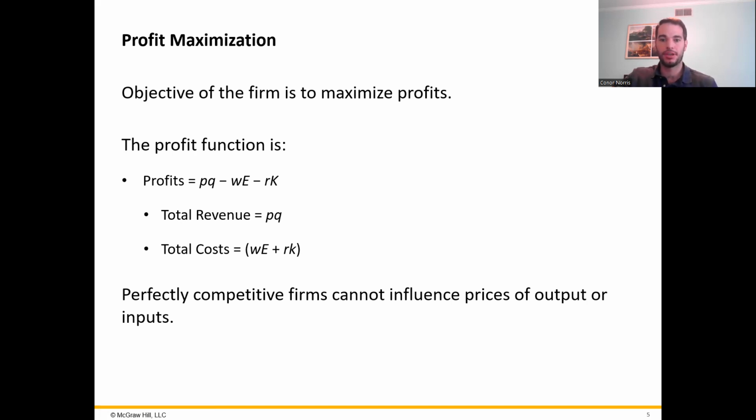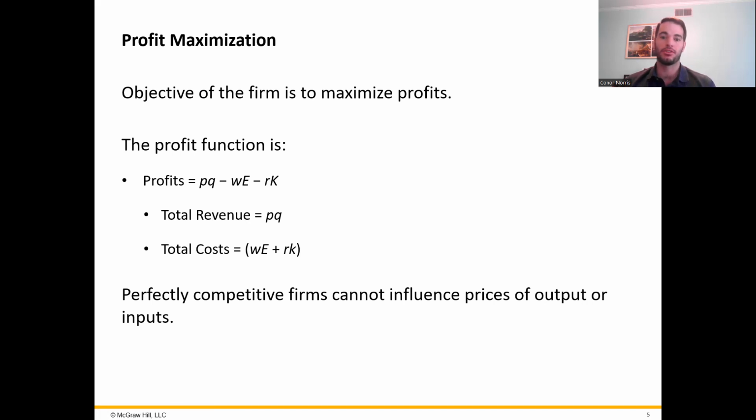Now, profits are the price of the product times the quantity of the product sold, minus all of the costs. So minus the wages times the number of workers, and minus the cost of capital times the amount of capital. From the firm's perspective, the wage rate and the prices of capital are determined in markets and are outside of their control. This isn't strictly true in all cases.